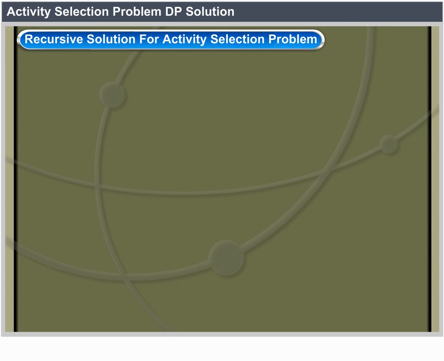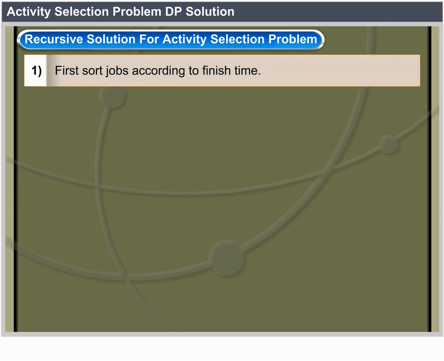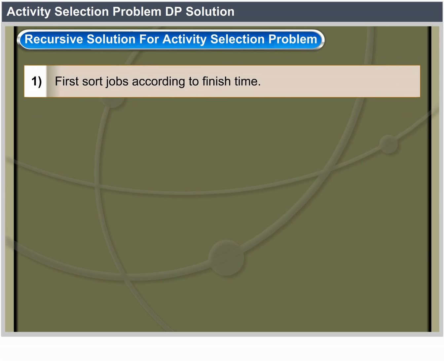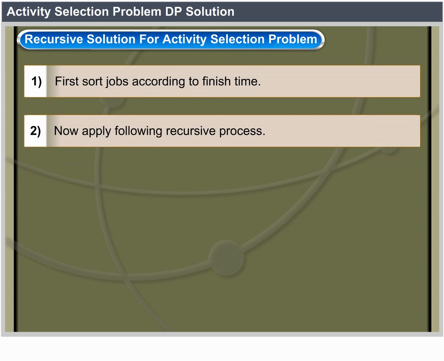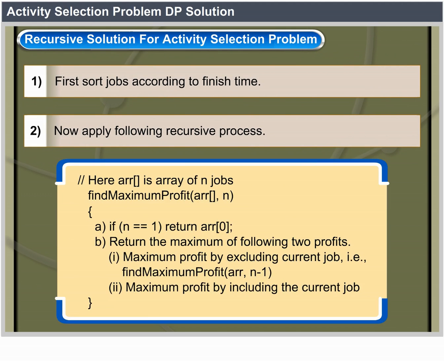Recursive solution for activity selection problem. First, sort jobs according to finish time. Now apply the following recursive process. Here arr is an array of n jobs. Find maximum profit of arr, n. A. If n equals 1, return arr[0]. B. Return the maximum of the following two profits. 1. Maximum profit by excluding the current job, that is, find maximum profit of arr, n-1. 2. Maximum profit by including the current job.